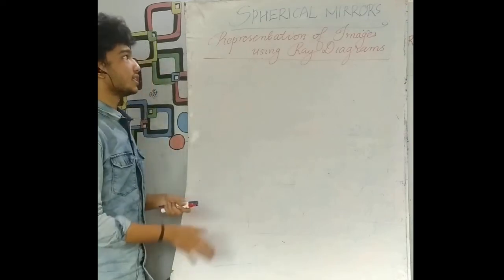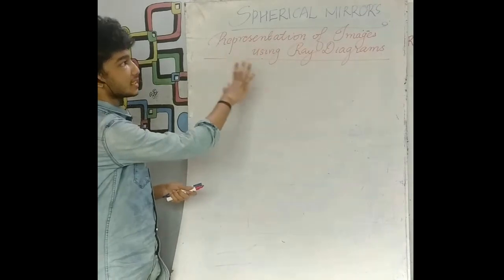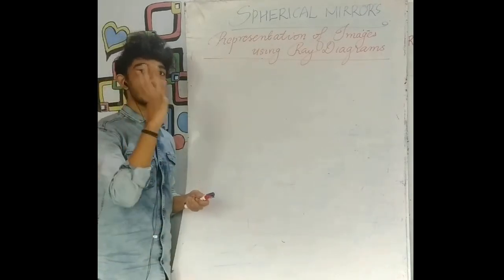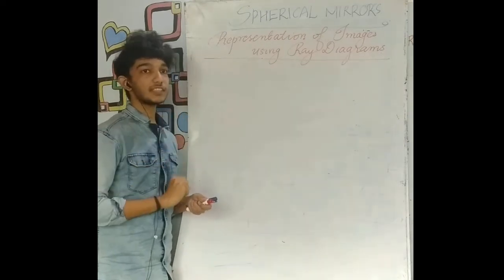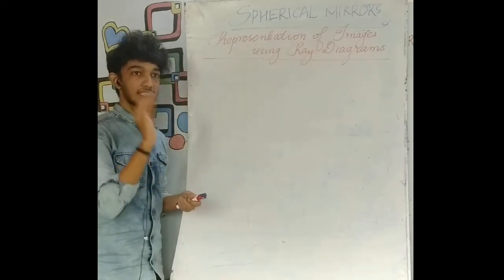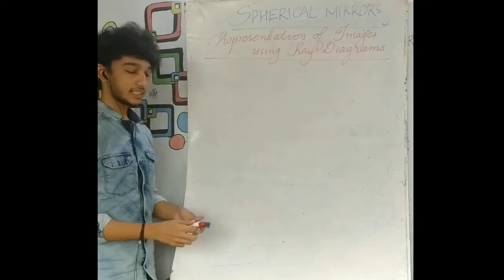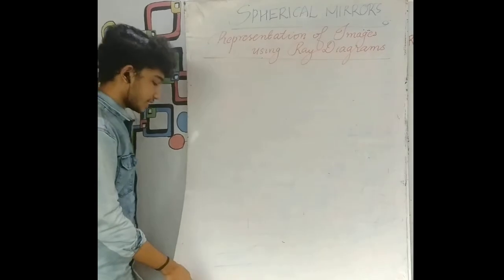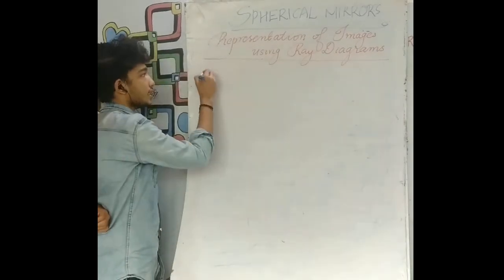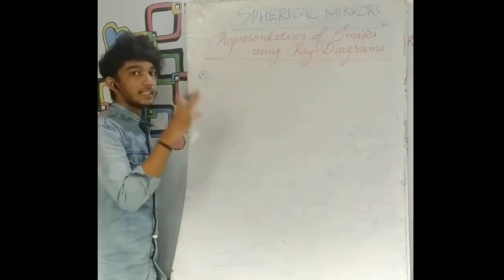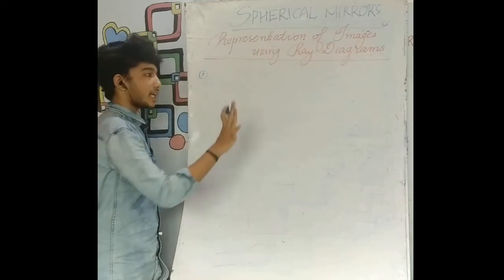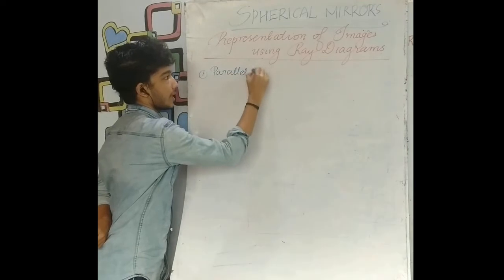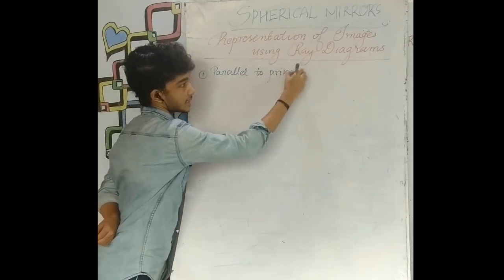So in this session, let us learn how to represent images using ray diagrams. For that, we need to know 4 rules. 4 cases we will discuss, and let us see how the image formation takes place in all those 4 cases. First case. Let us consider a ray which is coming parallel to the principal axis.